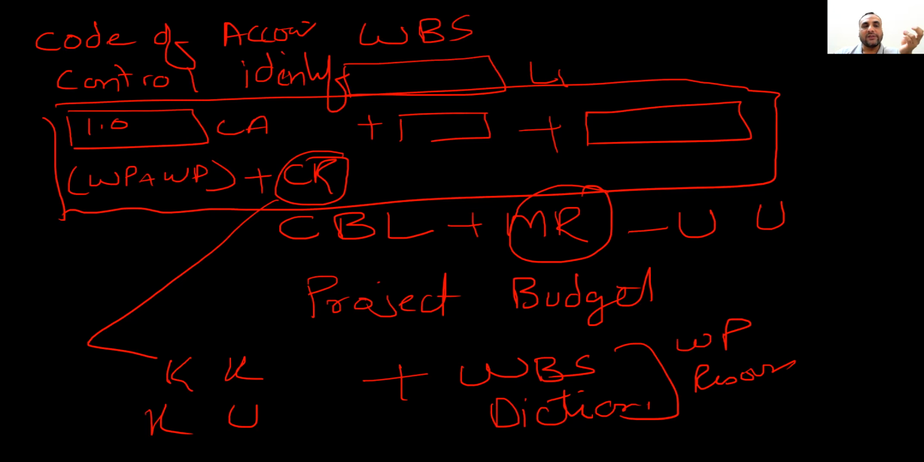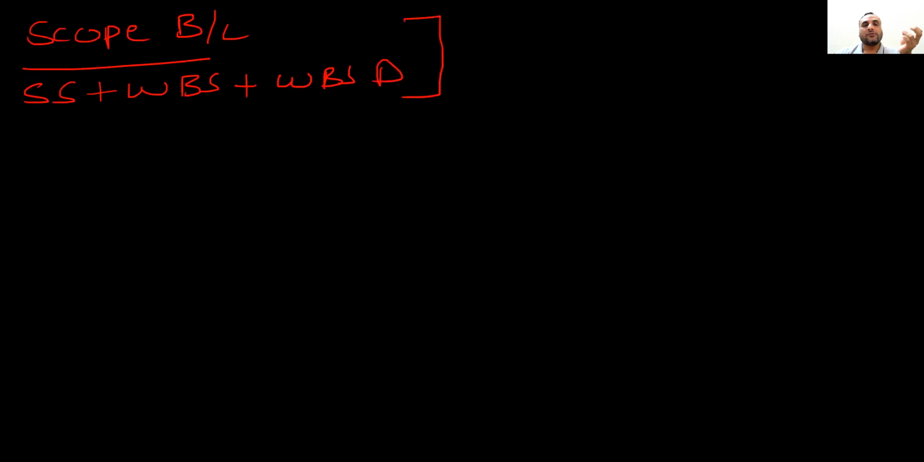Similarly, when we have the scope baseline ready, what is the scope baseline? It contains the scope statement plus WBS plus WBS dictionary. So if it is signed, we call it a scope baseline. On those bases, we will start defining the activities.